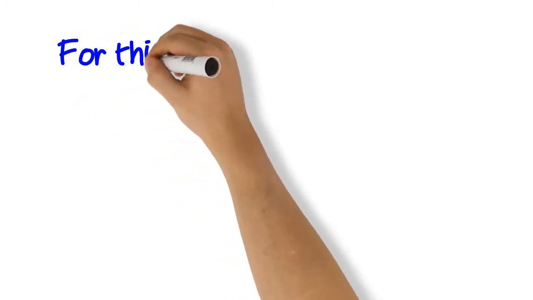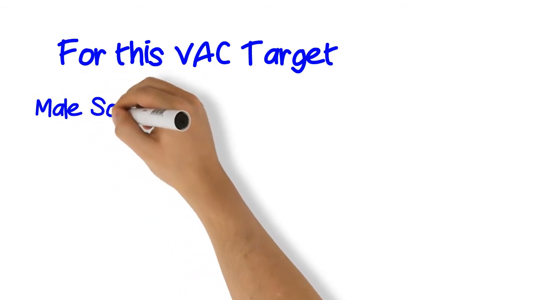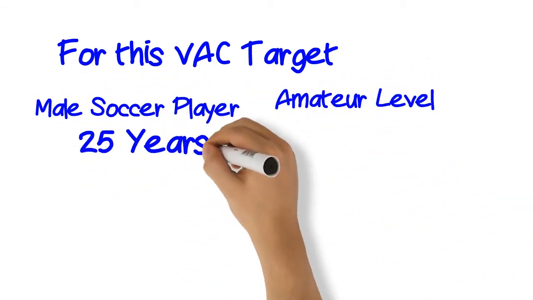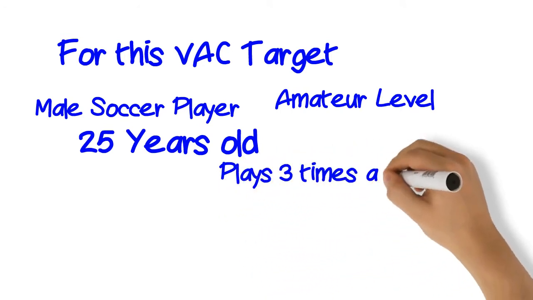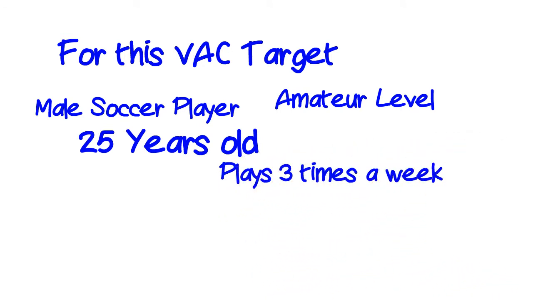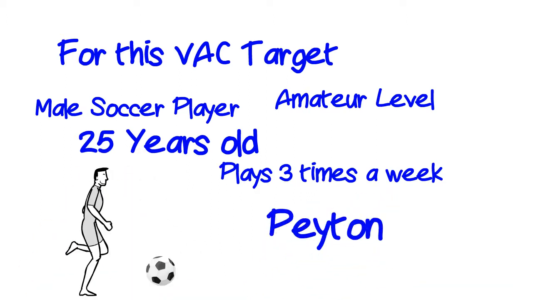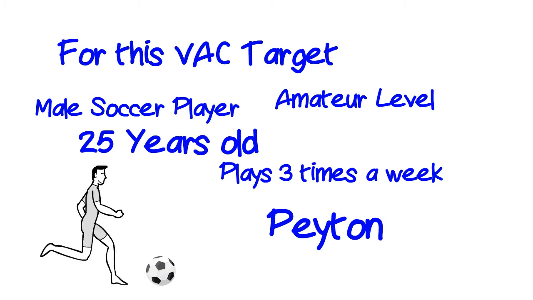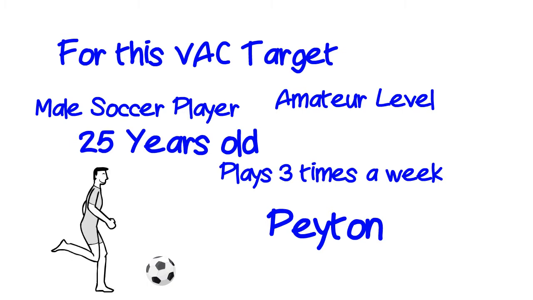For this VAC, I'm going to target a male soccer player at the amateur level or club level, 25 years of age, that plays regularly, let's say 3 times a week. They're competitive and they like to stay on top of their game, but they're not at the professional level. Let's even name him Peyton, okay? So Peyton's my avatar. See how much more specific this is? Now I know who I'm creating this campaign for. If you don't niche down and get specific, you will not reach anyone.